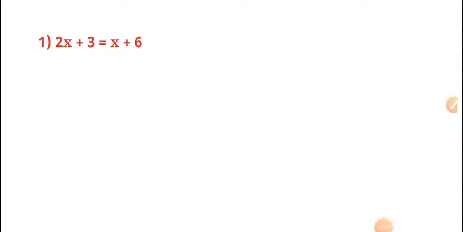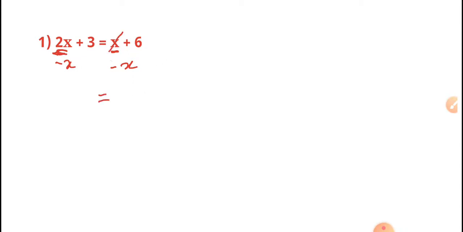Question 1. I can see that on the left hand side I have 2 x's and on the right hand side I have 1 x. So as there are more x's on the left hand side, it makes sense to gather all the x's on the left hand side. So I want to get rid of this x on its own on the right hand side. So I take away x from both sides.